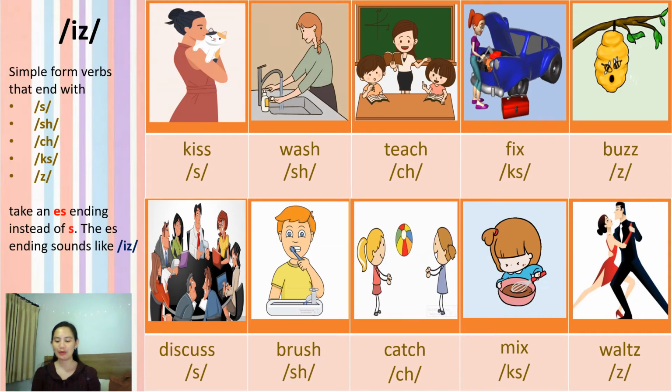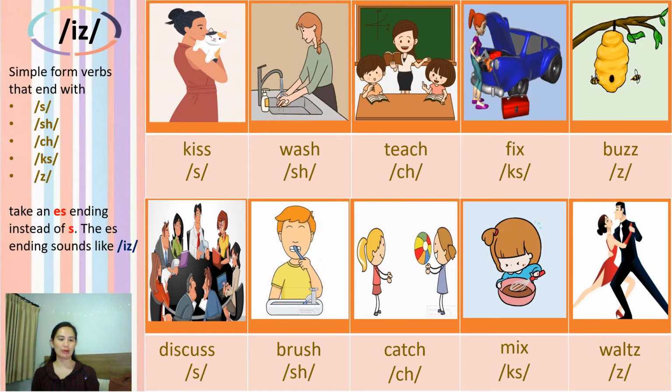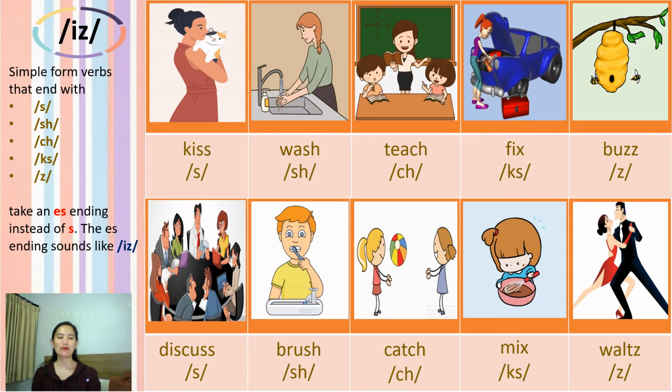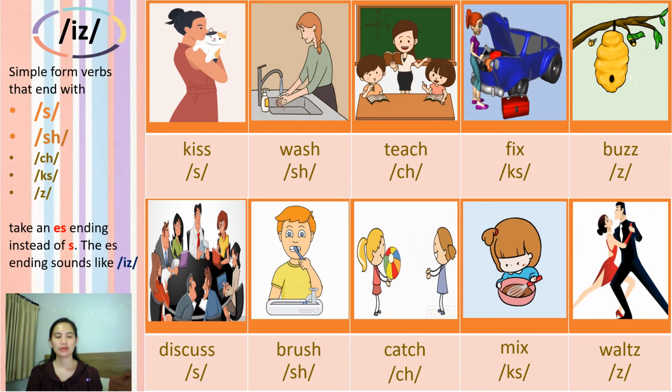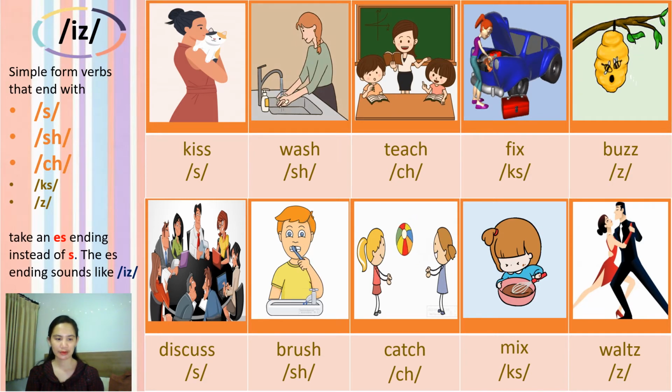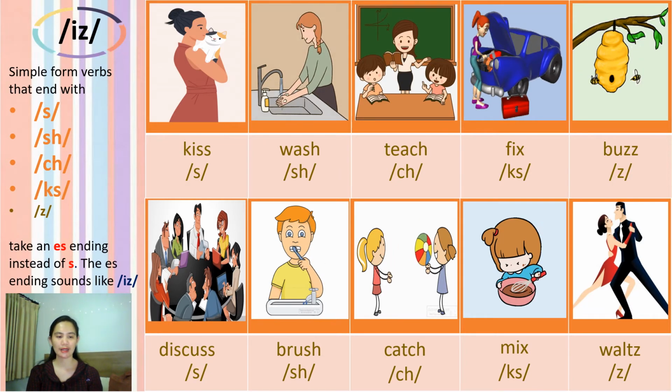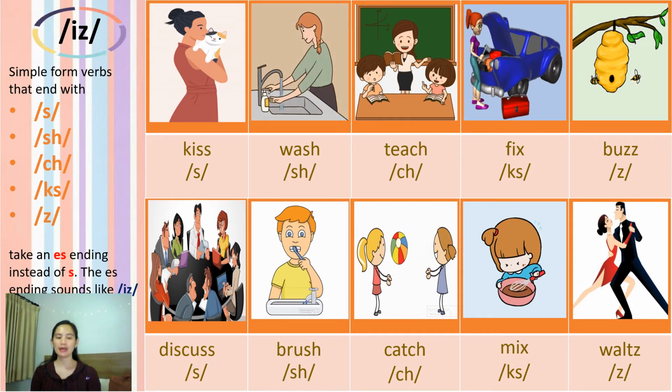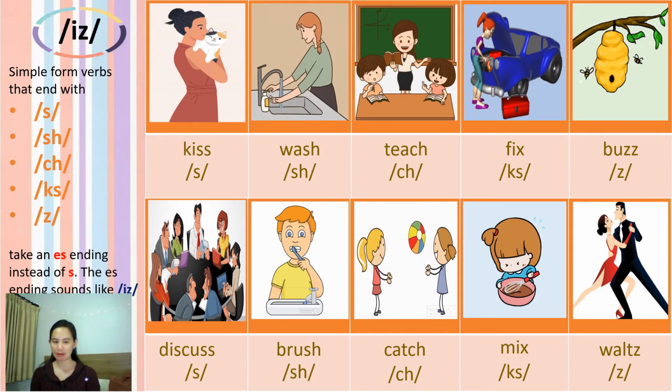Finally, we are now in the is sound. Simple form verbs that end with s, sh, ch, x, and z take an es ending instead of s. The es ending sounds like is.